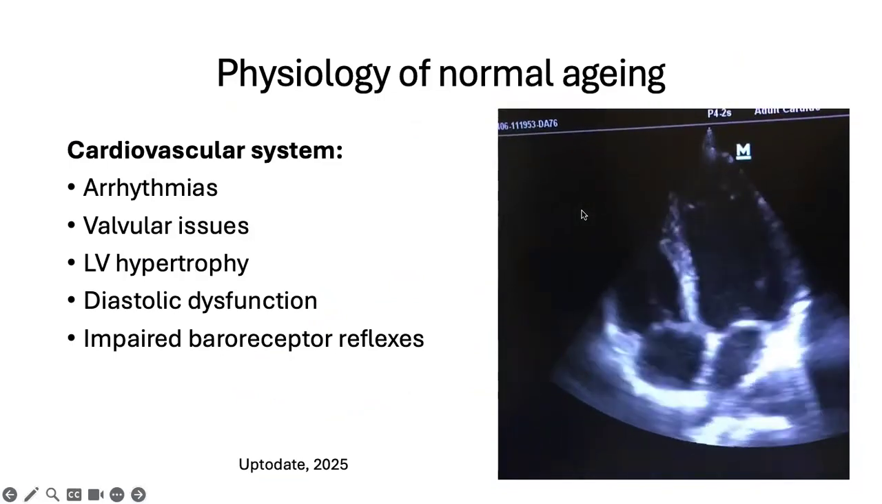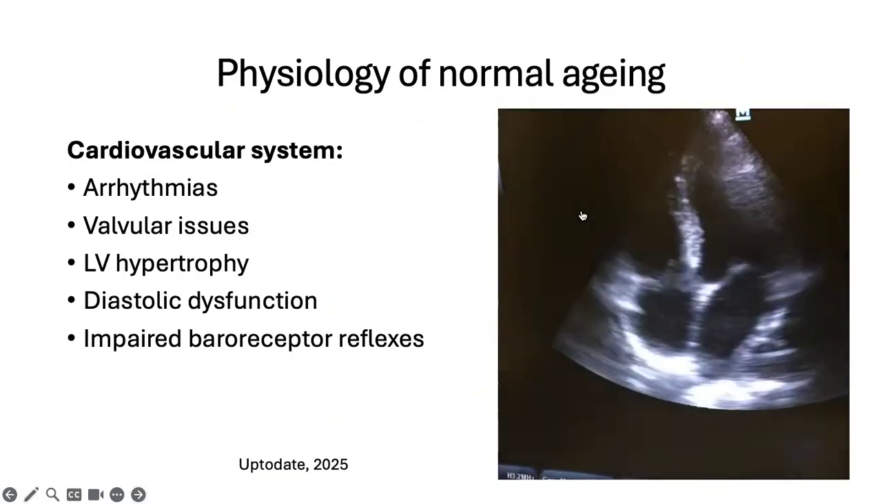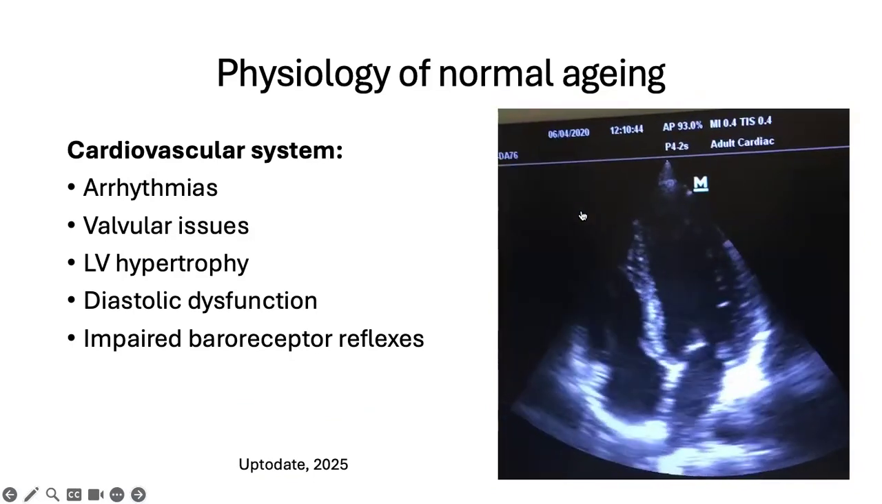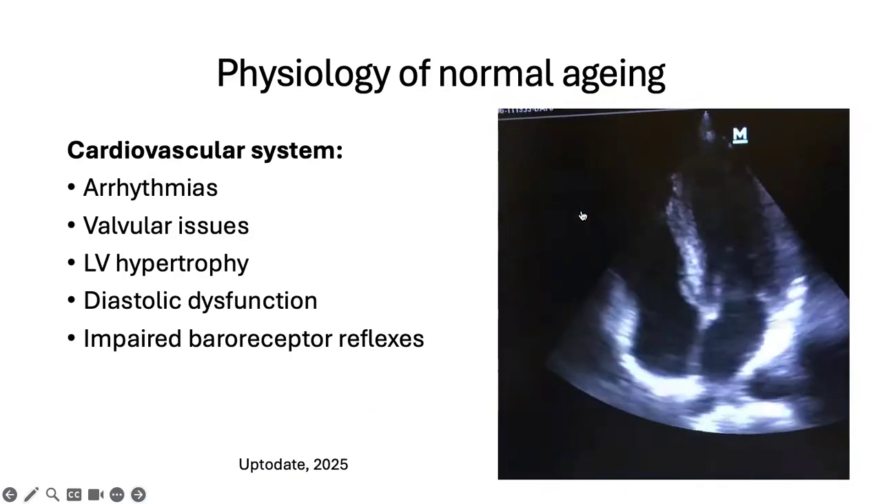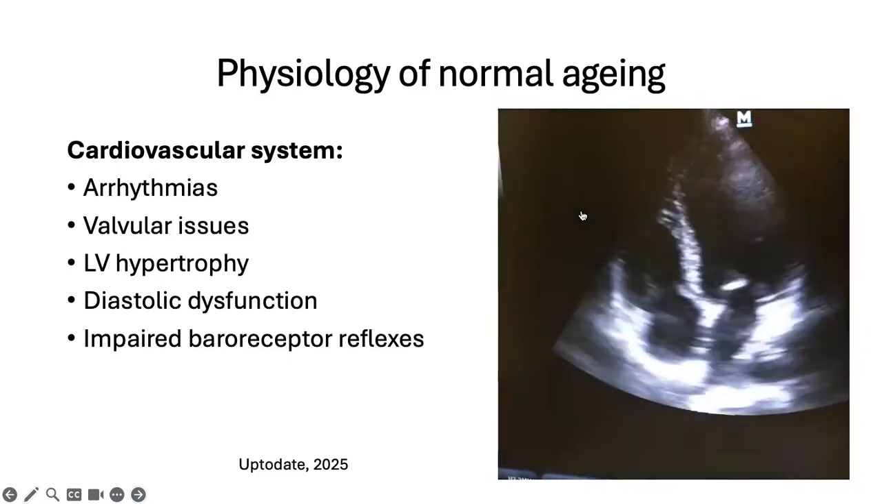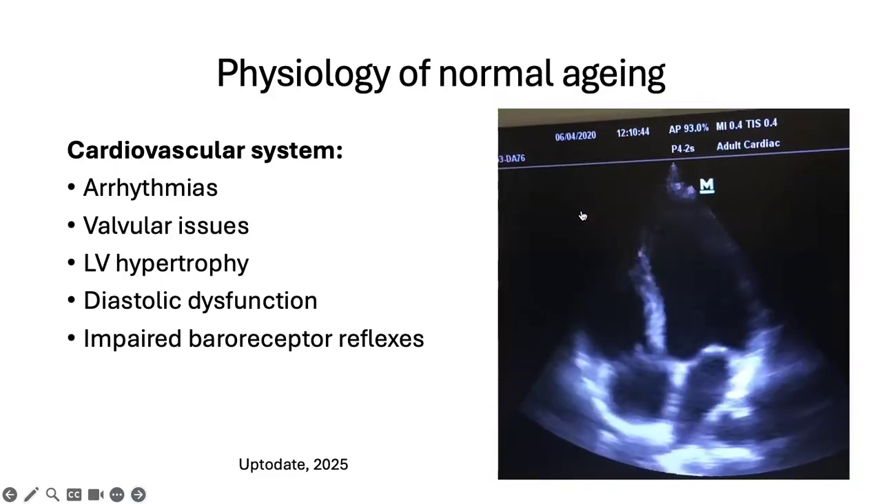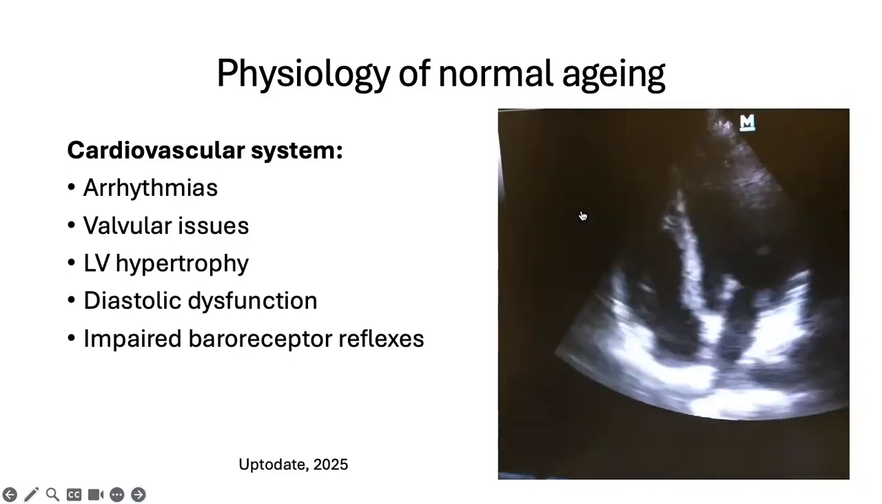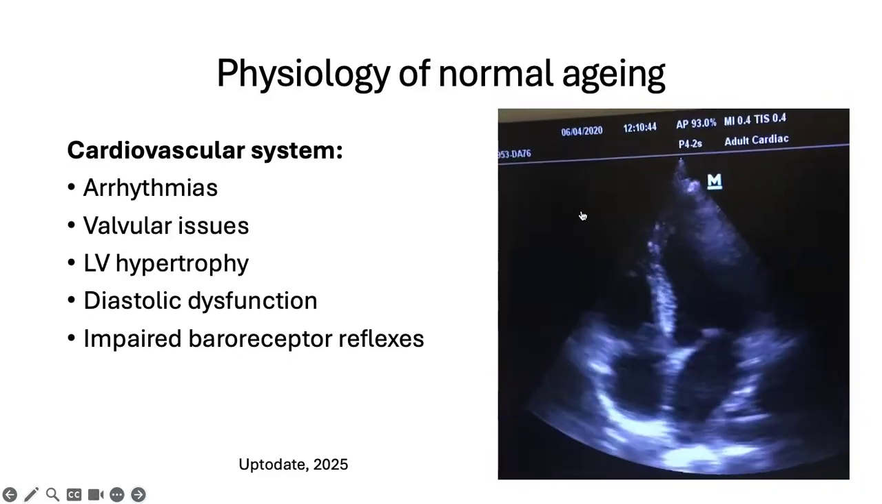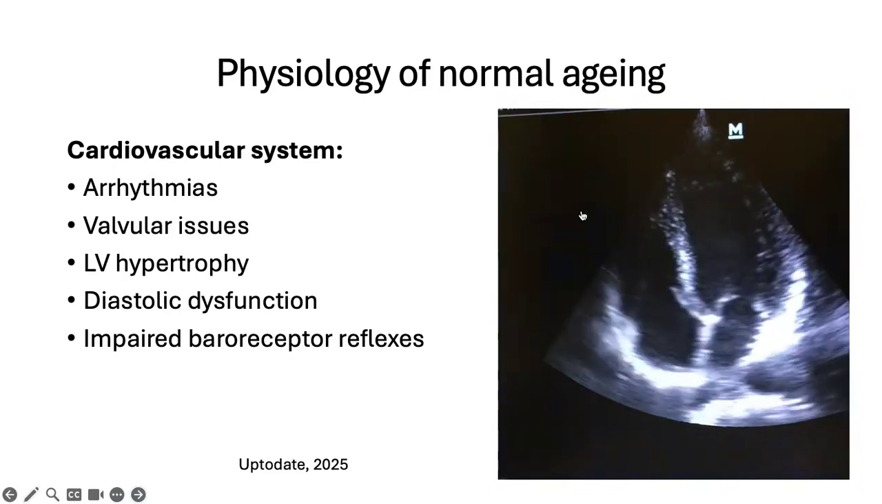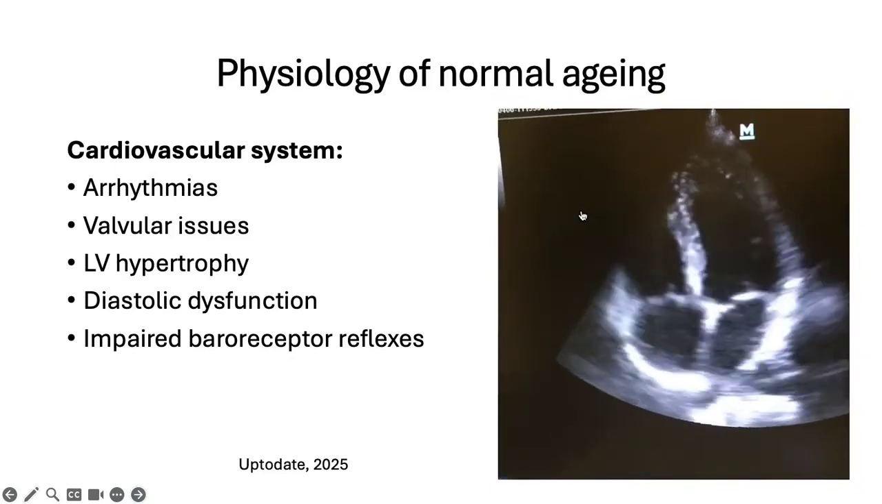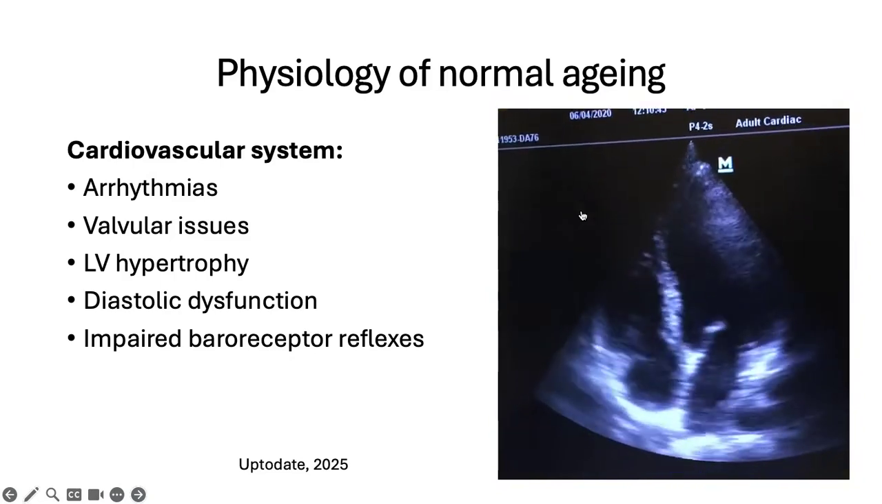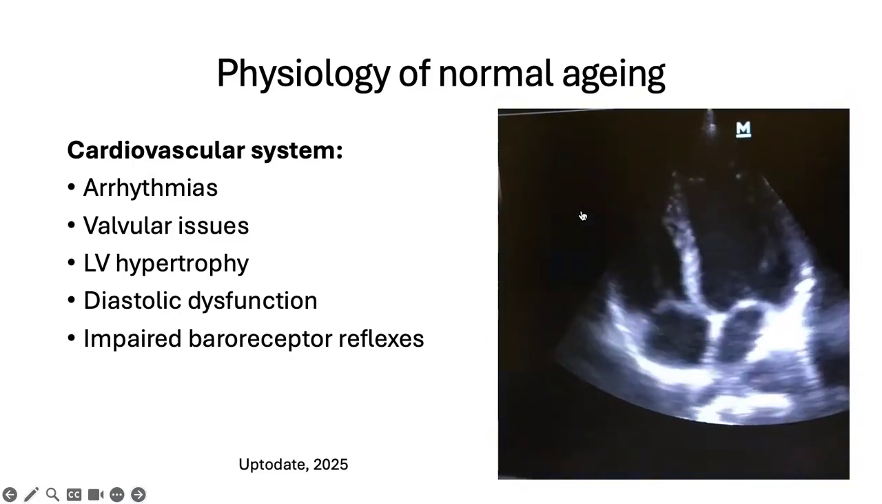So, looking at the physiology of normal aging, starting with the cardiovascular system, because as anesthetists, our main focus is the cardiovascular system, the respiratory system, and the neurological system. This is not to say that other systems are not important, but our main focus as anesthetists is mainly the cardiovascular and respiratory system. So, we'll start with those.